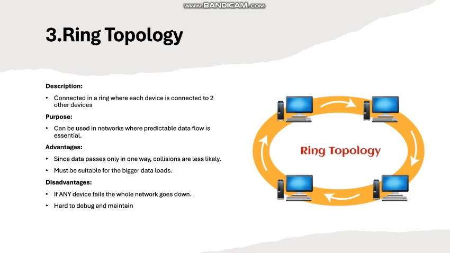Third one is ring topology. Description: connected in a ring where each device is connected to two other devices. Purpose: can be used in networks where predictable data flow is essential. Advantages: since data passes only in one direction, collisions are less likely, and it is suitable for bigger data loads.